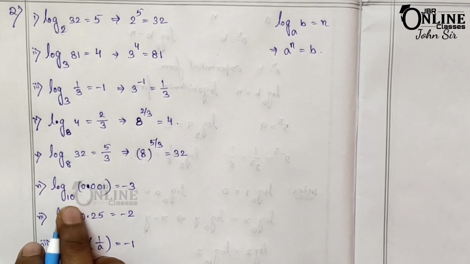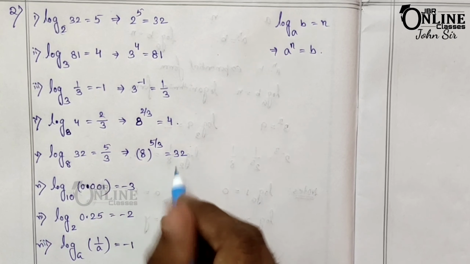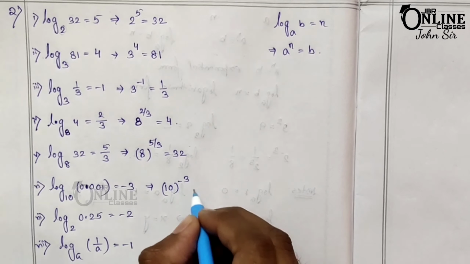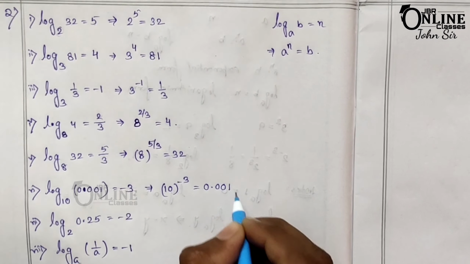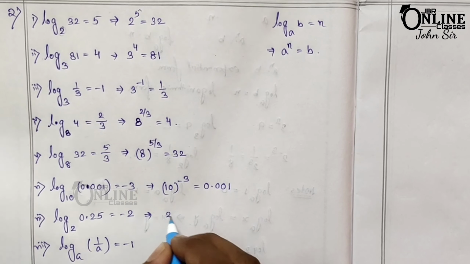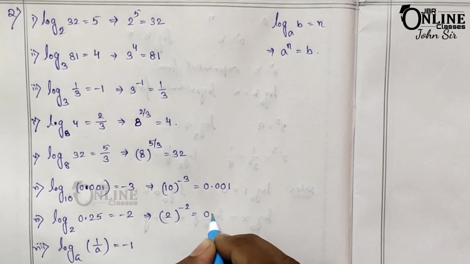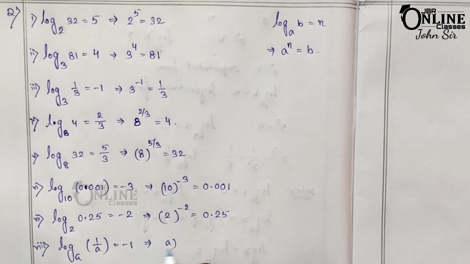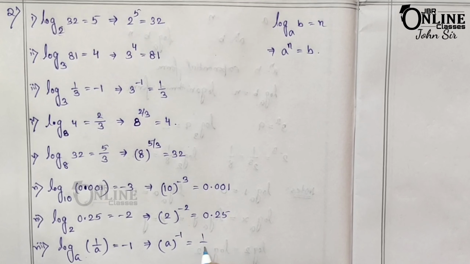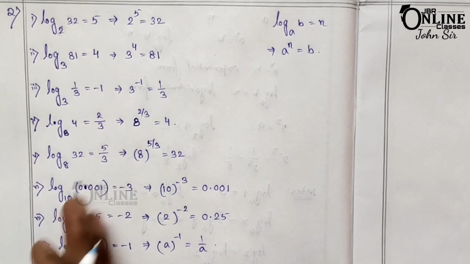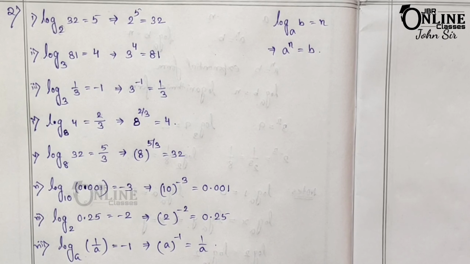Now next one, log base 10 of 0.001 equal to minus 3, so that will be 10 to the power minus 3 equal to 0.001. Now next one, log base 2 of 0.25, so it will be 2 to the power minus 2 that equal to 0.25. Now the last one, here log base a of 1 by a that equal to minus 1, so a to the power minus 1 that equal to 1 by a. So these are the logarithmic forms and these are the exponential forms.